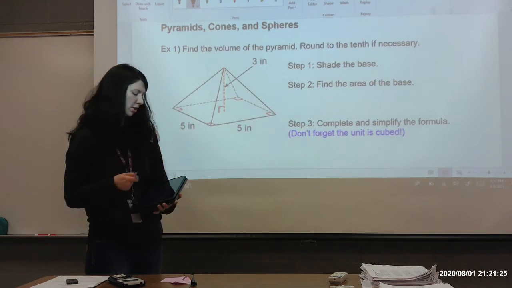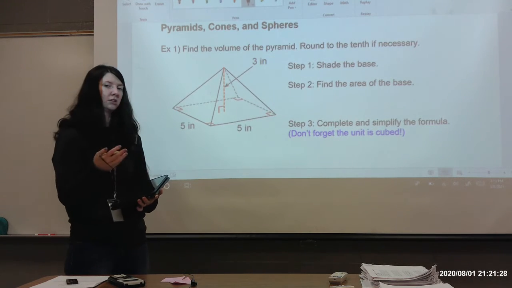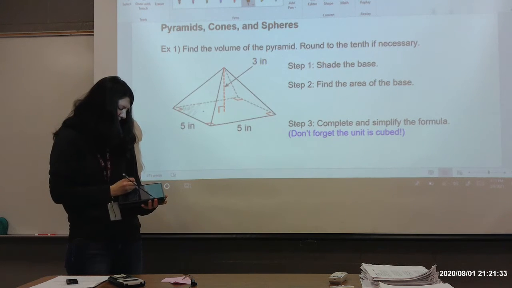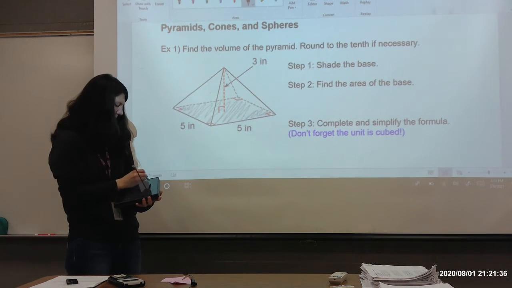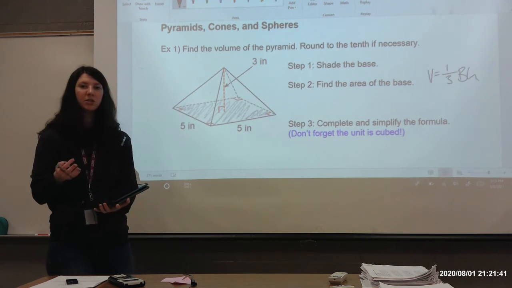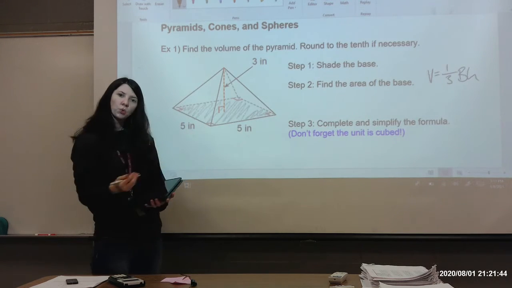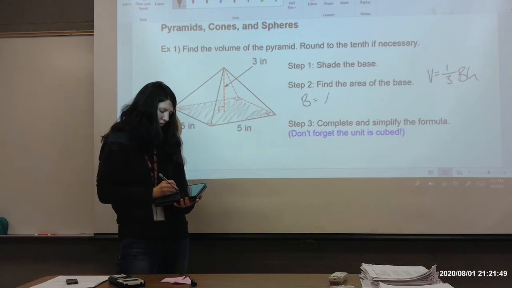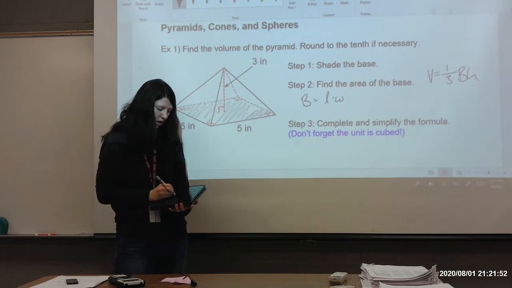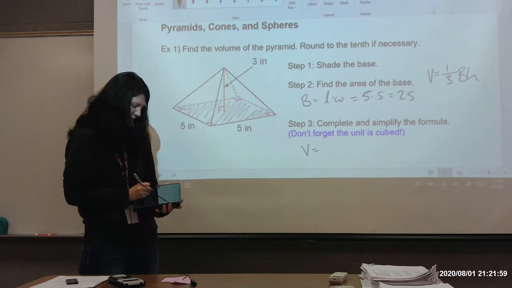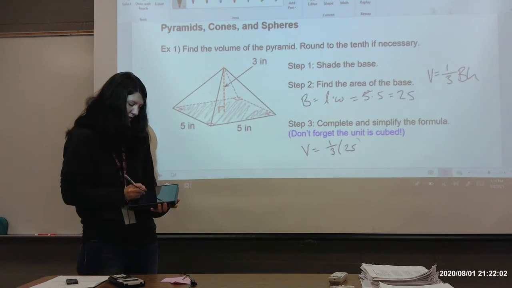So pretty much the same process here. Identify the base. The base is a little easier to find here because it's the one opposite of the point. So in this case, we have a square. But the formula is 1/3 times the area of the base times the height. So we still need to find the area of the base. How do you find the area of a square? Good, length times width, or base times height, you could say that. And that's just going to be 5 times 5, which is 25. Okay, and then I need to do 1/3 times the area of the base, which was 25, times the height.